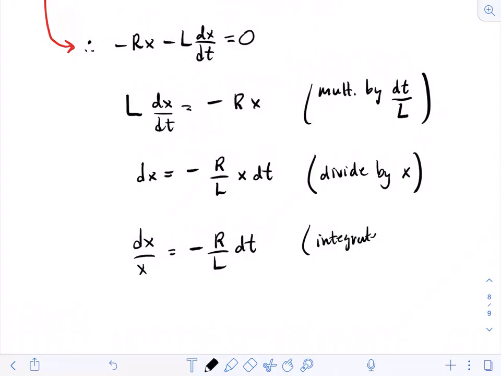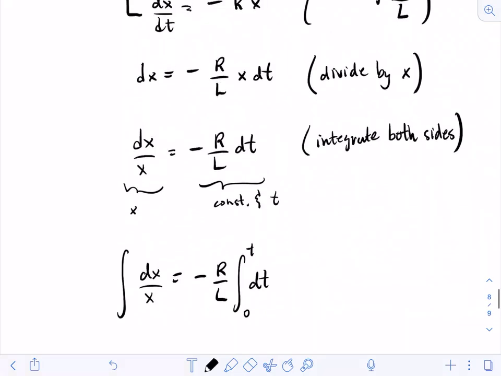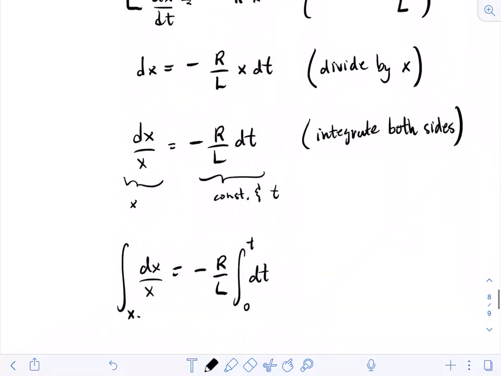Let's integrate both sides. What we have is nice now because on the left-hand side we have things that only involve x, and on the right-hand side we just have constants and a dt. And so we have the integral of dx over x is equal to minus R over L, the integral of dt. We'll go from 0 to some later time, and so we're going to integrate this from x0 to some value of x at a later time.